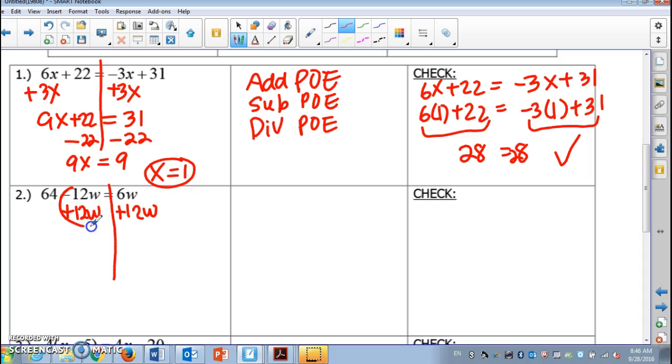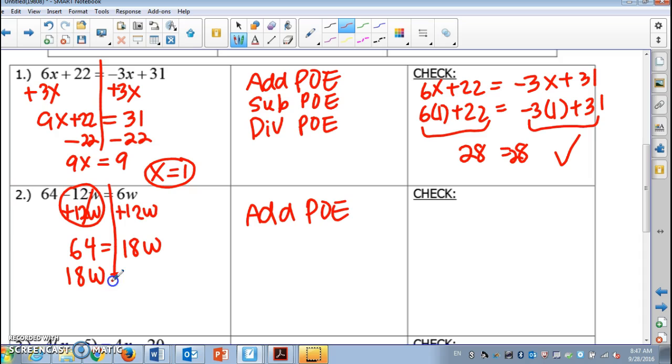Look, negative 12w, positive 12w is gone. All we have left is 64 is equal to what's 6w plus 12w? 18w. Okay? What property was that? Since we add 12w to both sides, it's going to be ADPO. Right? Now, you can work with this, but I personally like to move this one to the other side, 18w, so that I can have variables on the left side and then number to the right. What property do we call that? When we flip the orders between equal sign, we call that symmetric.